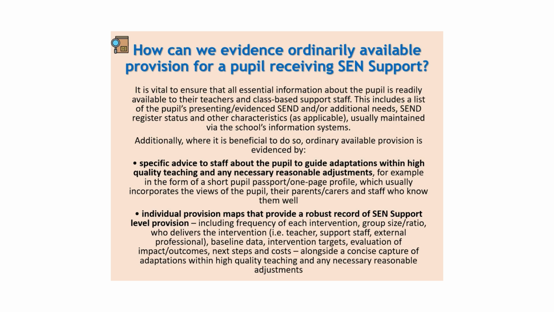And individual provision maps that provide a robust record of SEN support level provision, including frequency of each intervention, the group size and ratio, who delivers the intervention, for example, teacher or support staff or an external professional, baseline data, intervention targets, evaluation of impact and outcomes, next steps and costs, alongside a concise capture of adaptations within high-quality teaching and any necessary reasonable adjustments.